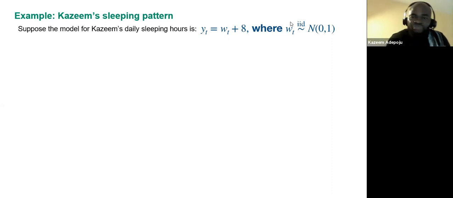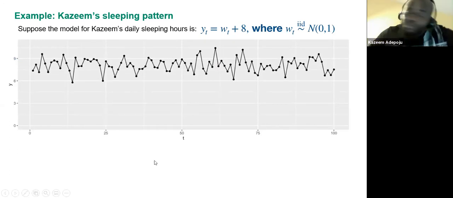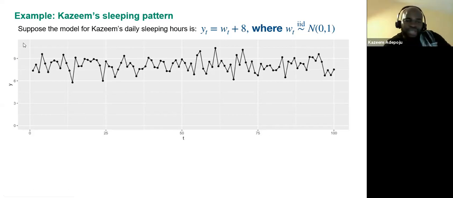So if my sleeping hours are a white noise, I'm going to have something like this. Take a look at my time plot. Don't forget I'm generating my data points, but this time around I'm going to make use of the positive values. Can you take a look at the positive values? Because the time is positive. So now take a look at that.